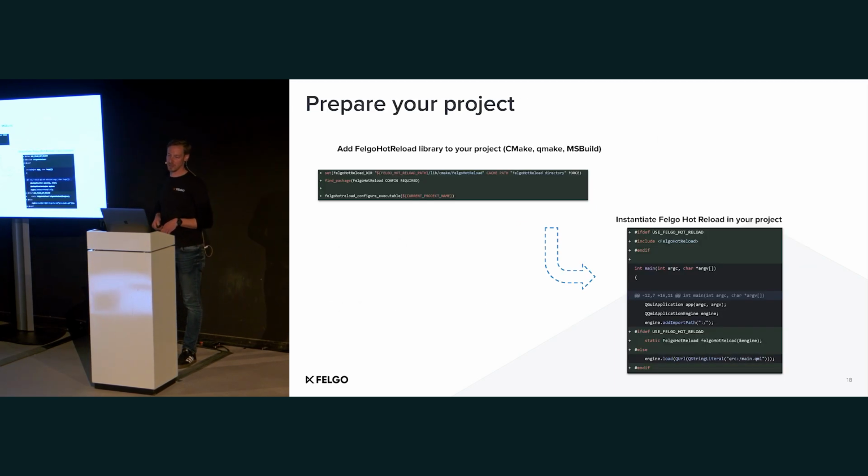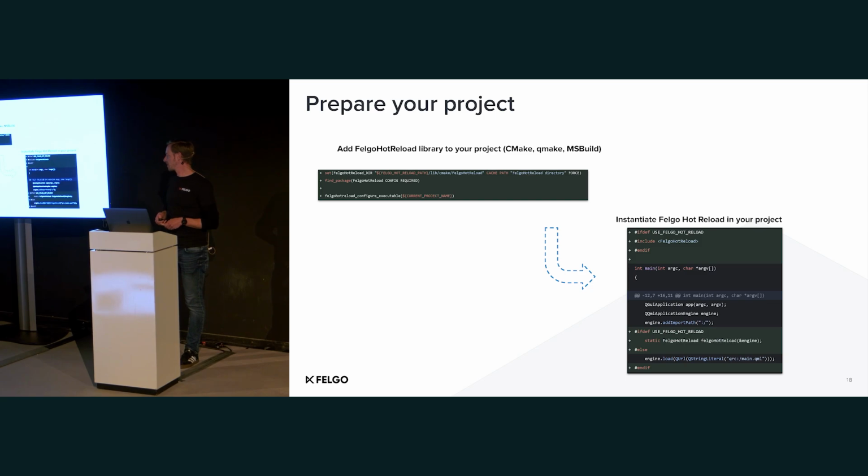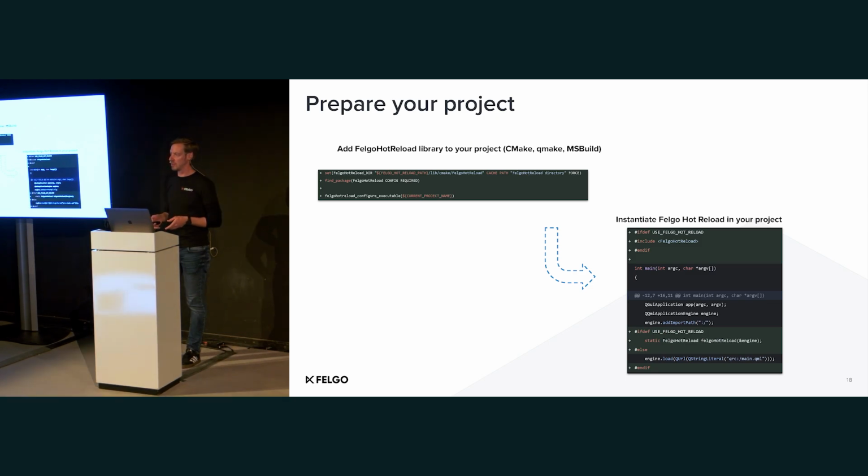And that's the next step. So you prepare your project, you link this Hot Reload library. We provide packages for CMake, QMake, MS Build. So if you're using Visual Studio, in that example, we're using CMake and having a Felgo Hot Reload package. And in your C++ code, you create an object of Felgo Hot Reload and use that one instead of loading your main QML file. And that's basically it. So you don't need to do any changes in your QML code.